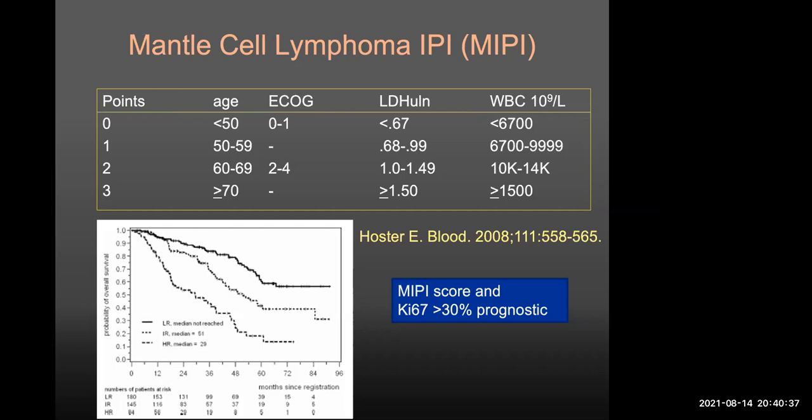Excuse me, another question. If after the first line salvage chemotherapy you have any residue in patients, do you try second line chemotherapy for complete response or PET negativity before the autologous transplant?